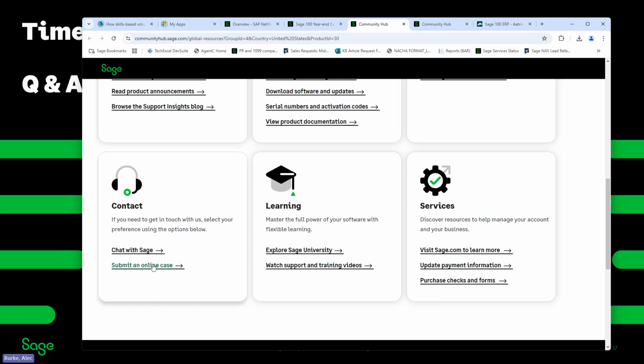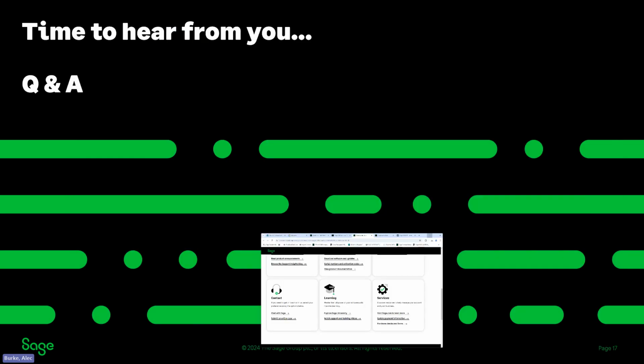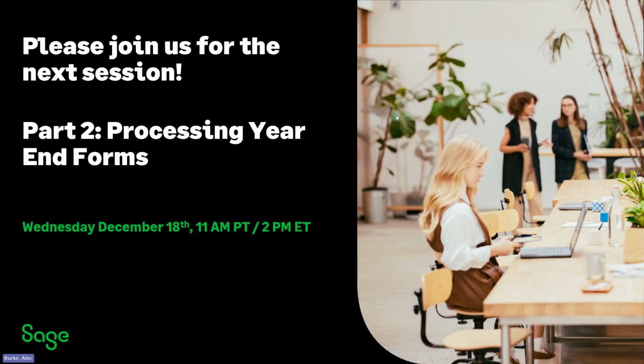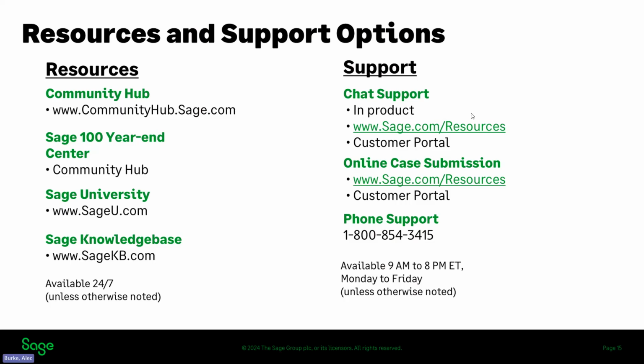Again, we also have the way to submit an online support ticket, and we do try to get those reviewed and assigned out to our teams within 24 hours. So if it's a really urgent issue, please phone in. And again, that number is 800-854-3415. I guess I haven't shown that slide yet. Here it is. So phone support, 800-854-3415. And that's available 9 a.m. to 8 p.m. Eastern Time, Monday to Friday.